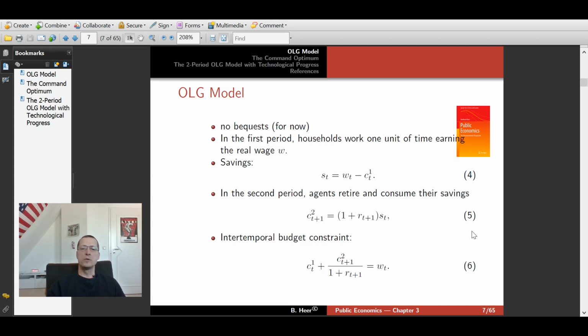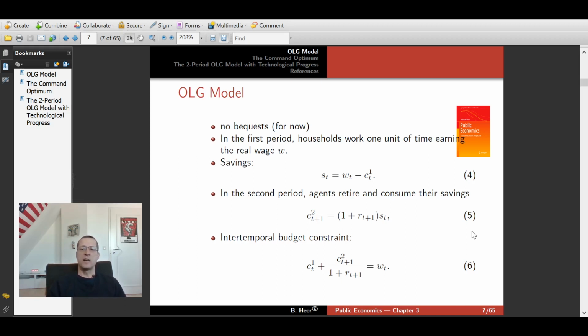We assume that the household does not take care of his children, so he does not leave bequests. This will be added later. And that the households earn real wage W. So the savings are equal to total income W minus consumption C1T. And in the second period, we do not receive any pensions or income from working. We just consume all our savings S, and of course, we get an interest rate on our savings.